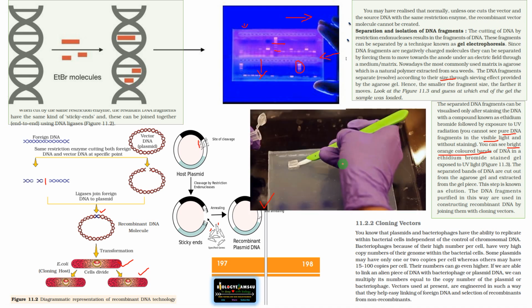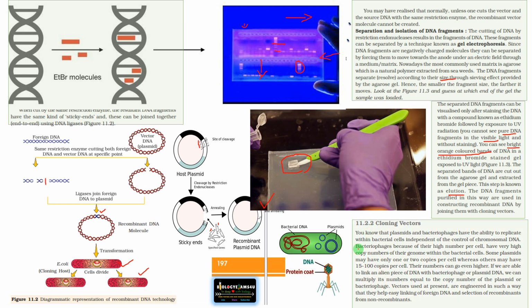Then these separated DNA bands can be cut out from the agarose gel, and the process is called elution. So this is elution, and these DNA fragments can be purified and further used for the construction of recombinant DNA. Then the next paragraph is regarding the cloning vector.